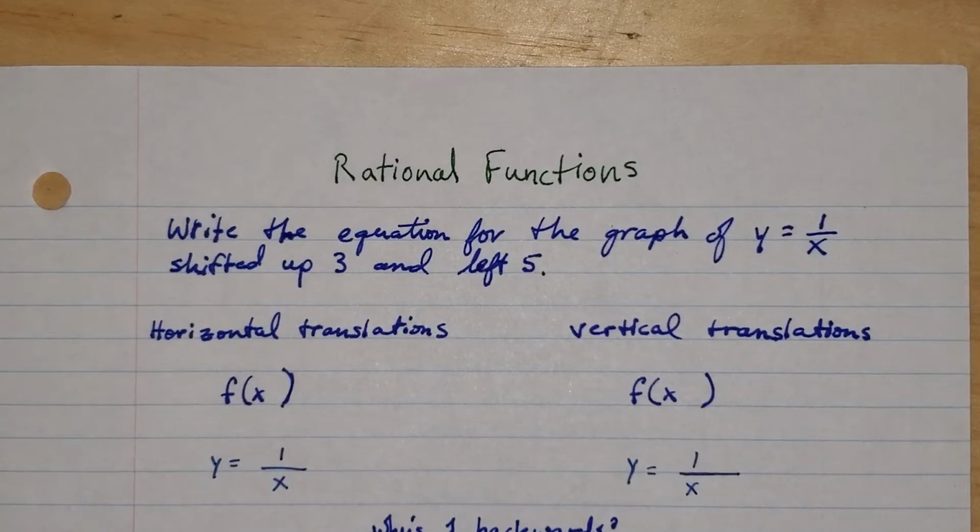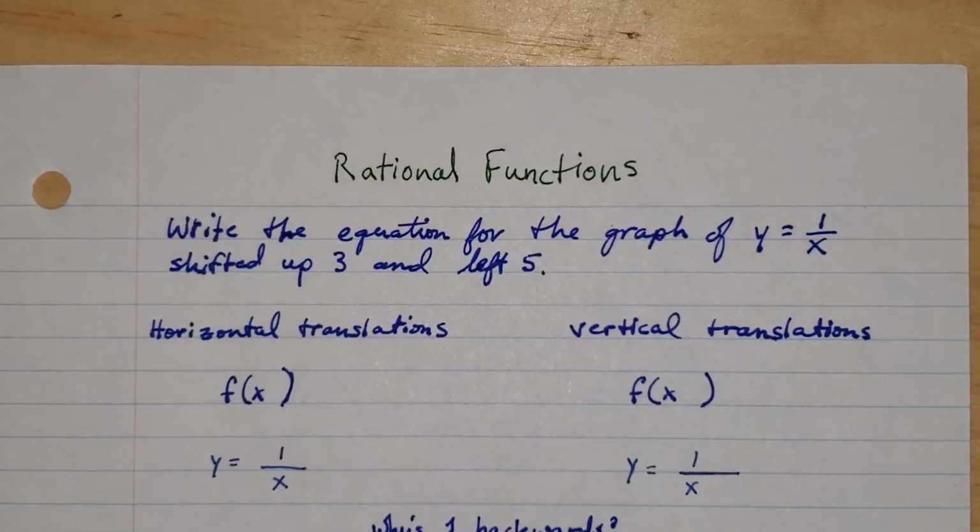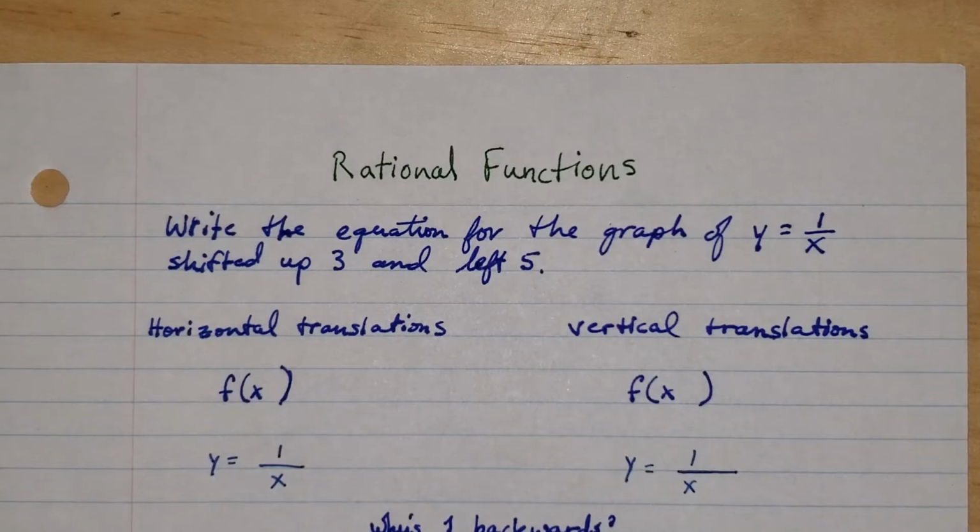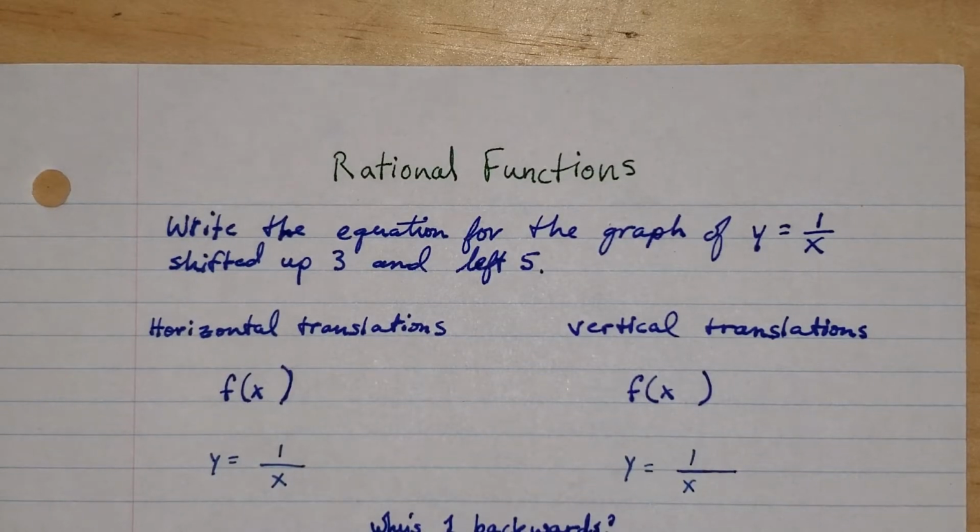All right, so I'm here today to talk about rational functions, and we're asked the question to write the equation for a graph that is of the form y equals 1 over x, has been shifted up 3 and left 5. So let's talk about translations.